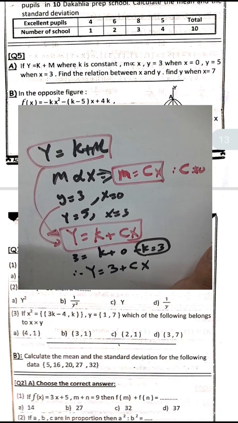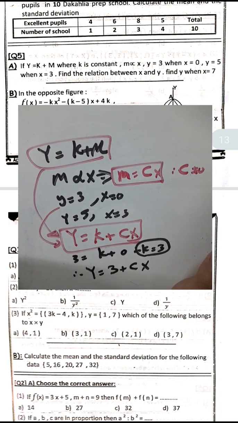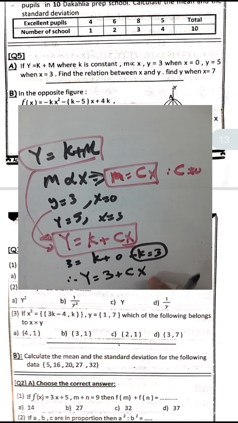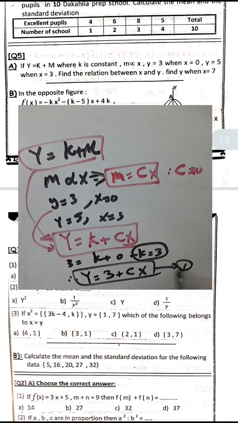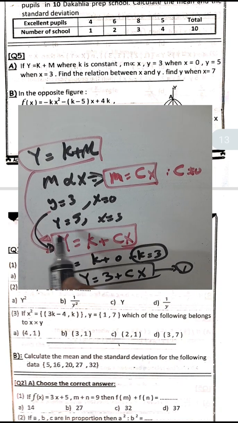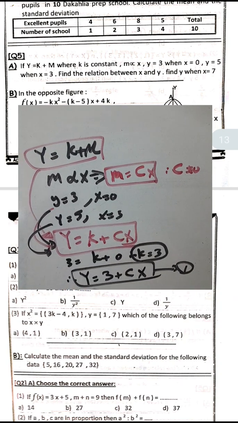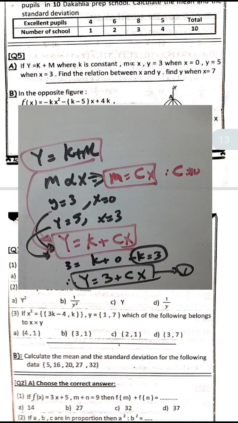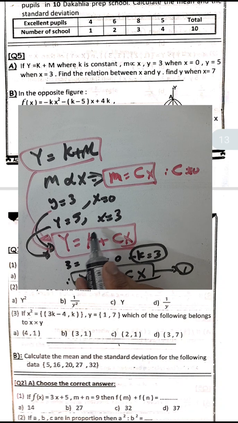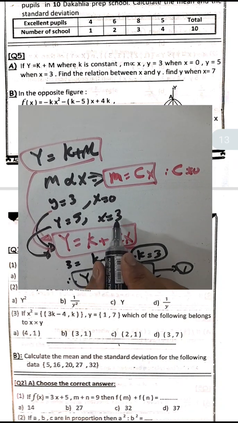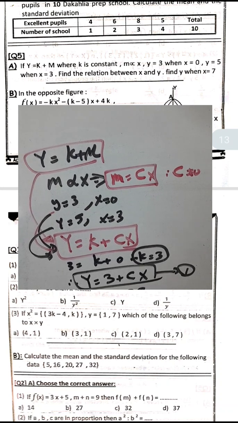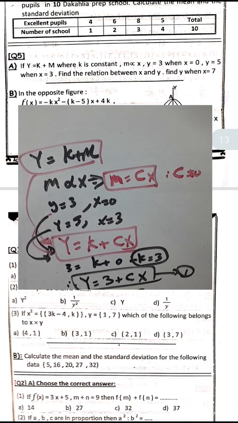Again, we have a relation between y and x: y equals k plus cx, where k and c are constants. I will find the first relation at this point, put this point here, and then put again y equals 5. When y equals 5, then x equals 3. Then we can put y equals 5 when x equals 3, then k plus 3c. Then we have the second relation.